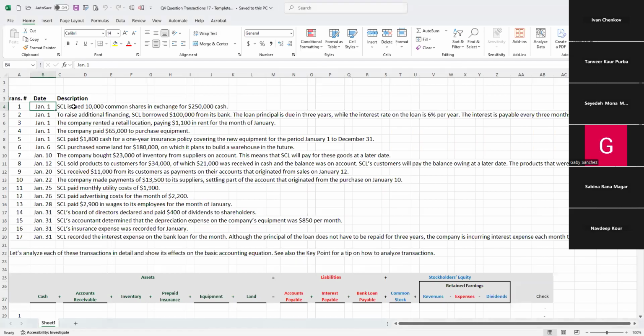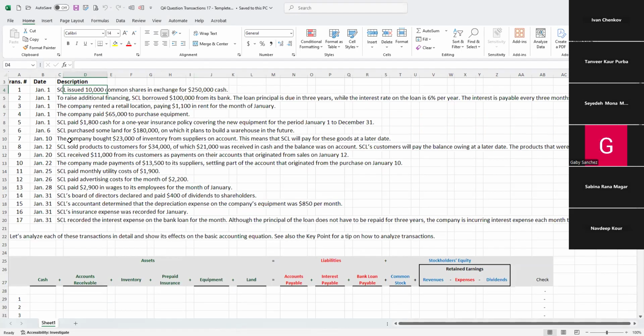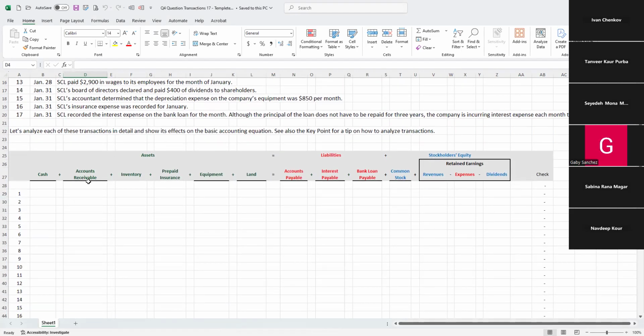January 1st, the company issued 10,000 common shares because the owner gave the company $250,000 cash. Now what we have to do is start recording those transactions. The only thing we have to keep in mind is that assets have to be equal to liabilities and equity.